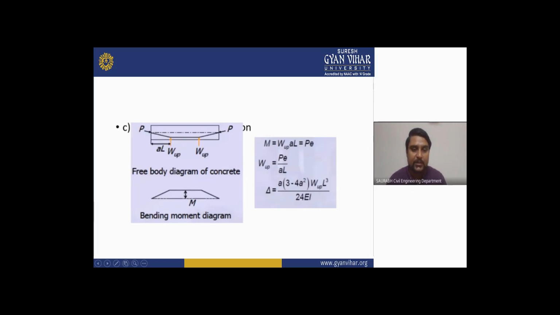Coming to the next, it is showing the free body diagram of concrete, and that is also the bending moment diagram, which you can see here. This is your bending moment diagram, and here M will be equal to w u a L equal to P e, and w u will become P e upon a L. By this you can determine the deflection of a beam by delta is equal to a (3 minus 4 a square) w u L cube upon 24 E I.